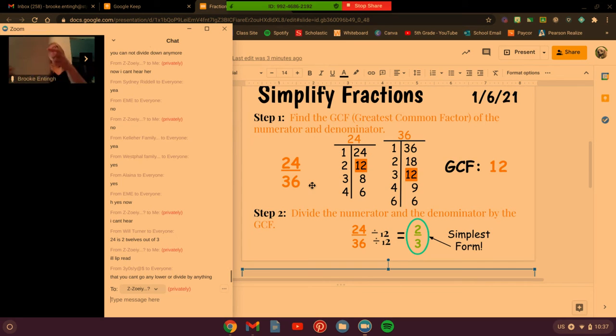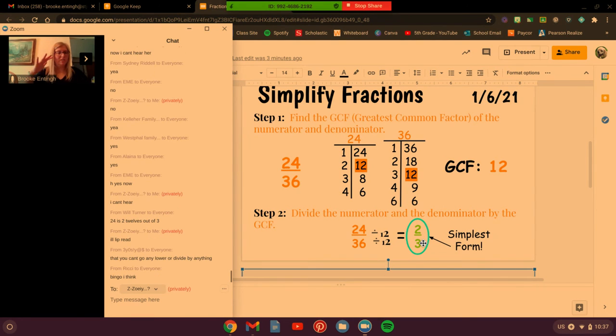So you know you're at the simplest form, the smallest possible form of that fraction, when you look at the numerator and the denominator, and the only number that can go into both is 1. If there's another number that can go into both the numerator and the denominator, you aren't at the simplest form yet.